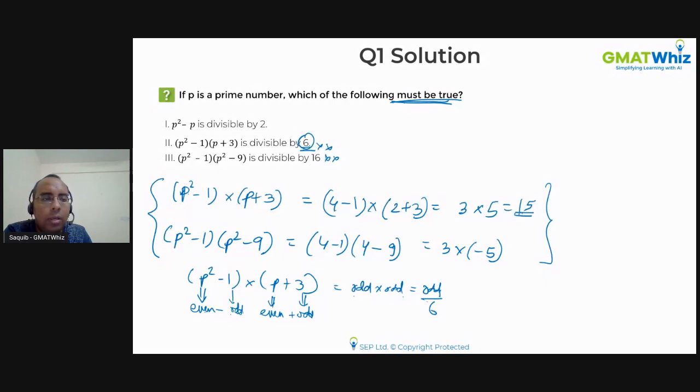And the same goes for the third one. Notice they're almost identical. I've just replaced plus 3 with minus 9. So here also you would have got even minus odd, even minus odd. So this would also have been odd times odd. This is odd. So you could have said, hey, an odd number is never divisible by 16. So this is also not correct. I hope, guys, this is perfectly clear.